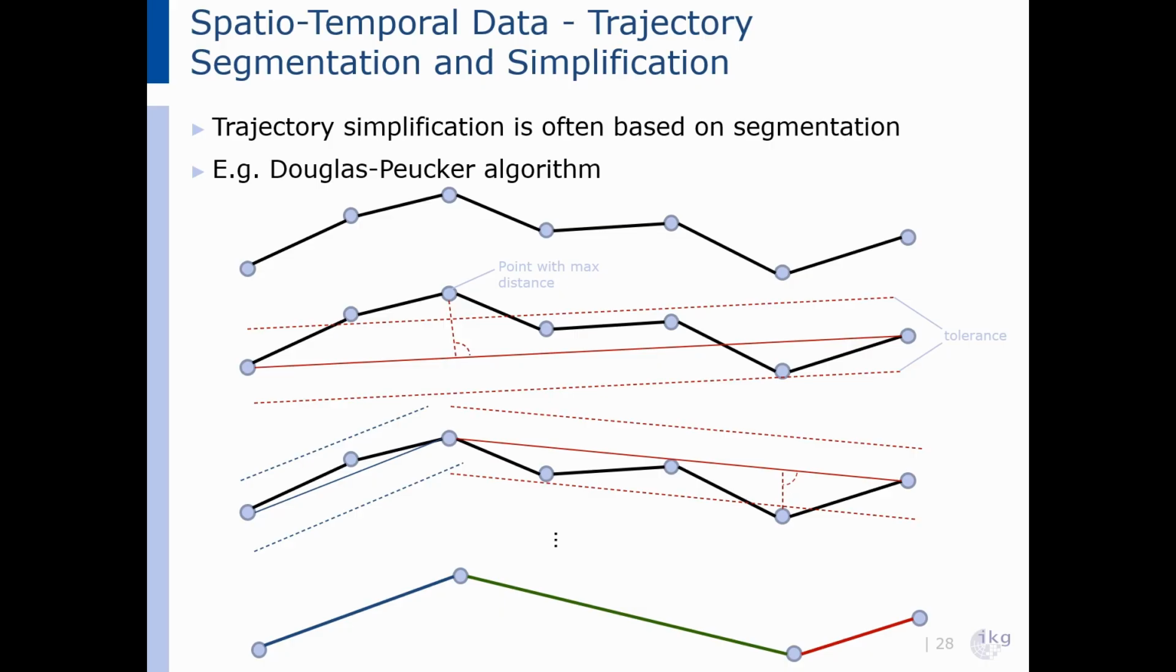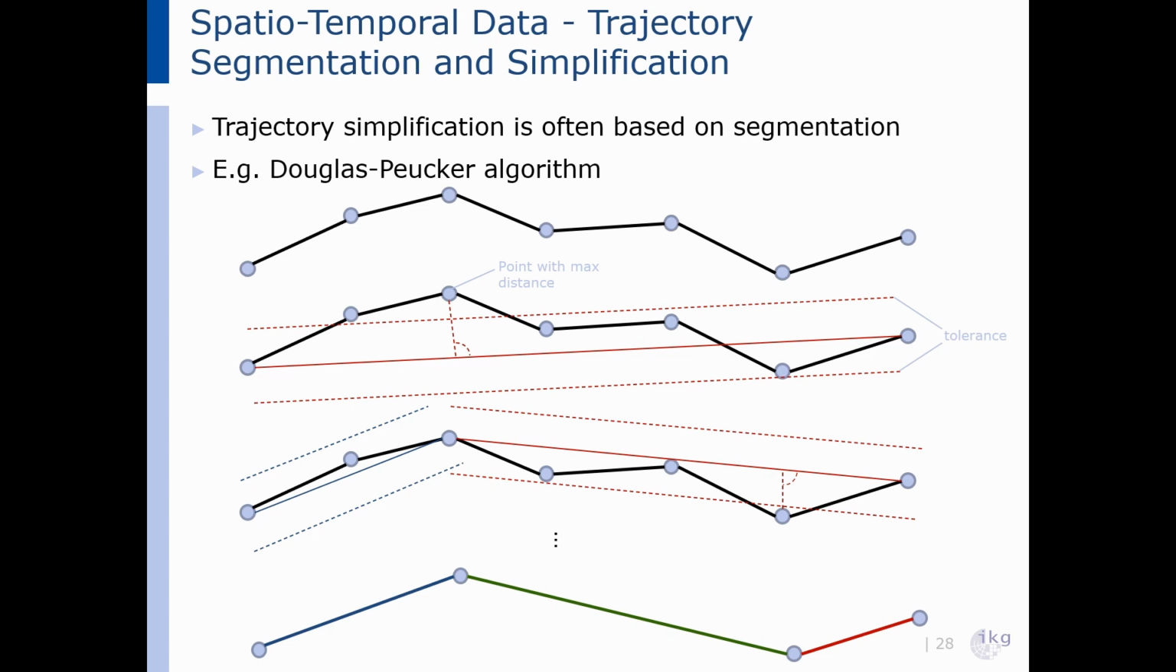Further, we can also use the Douglas-Peucker algorithm, which was part of one of the first modules in this course, not only for simplification, but also for segmentation here. Usually we want to do simplification, so we want to get rid of some points within the trajectory, but here we can also use it for segmentation purposes.